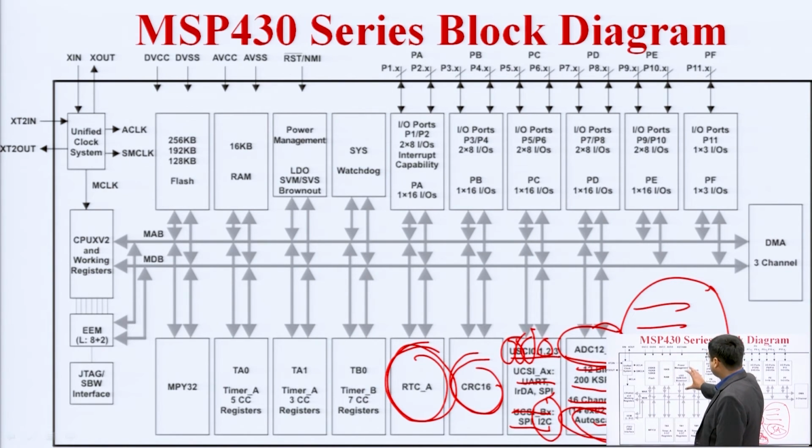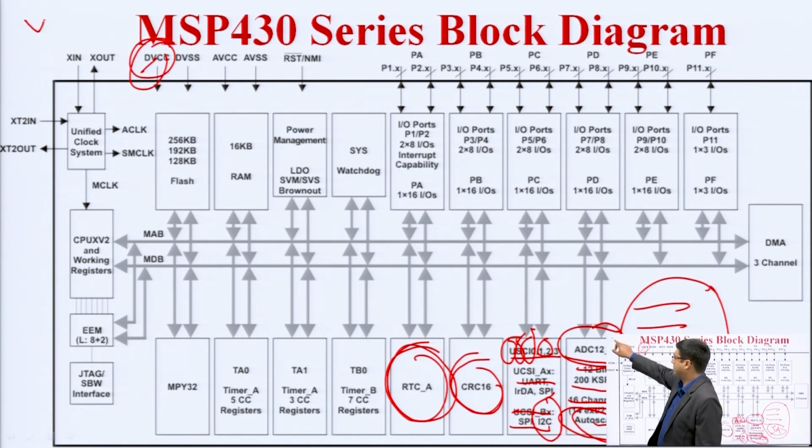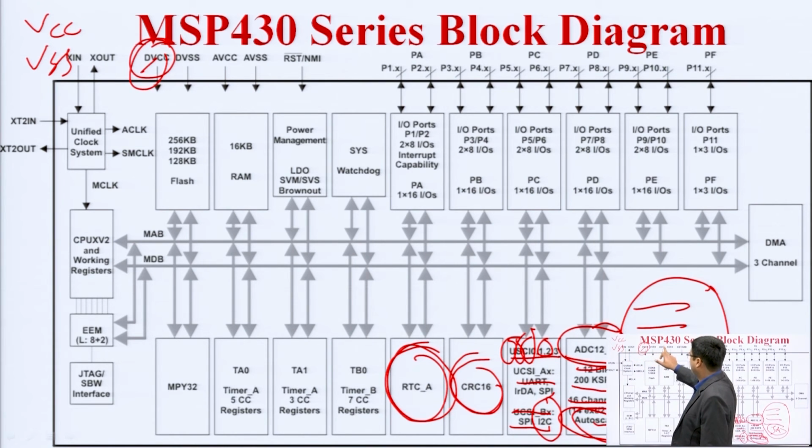There are also some signals available. DVCC. What does the D mean? Digital supply voltage. VCC means the power supply, and VSS means the ground. There are also analog ground and analog supply voltage available.